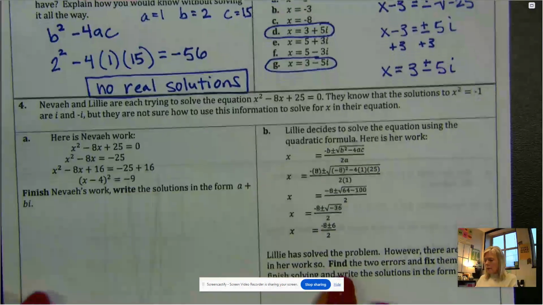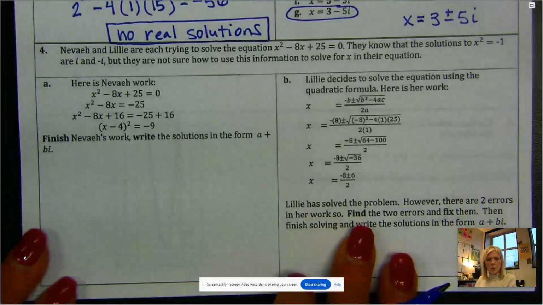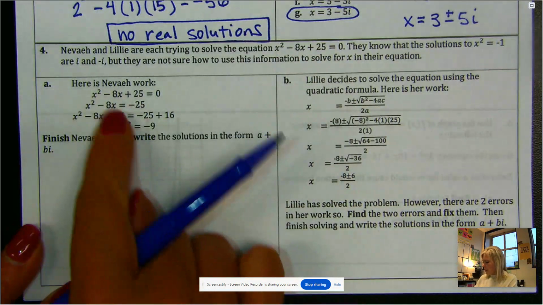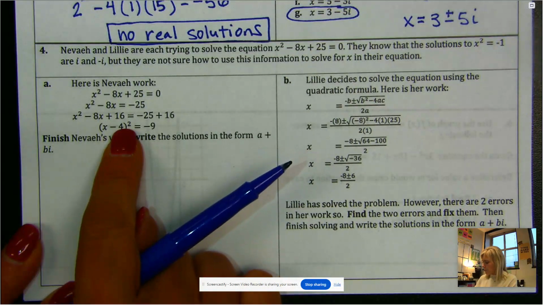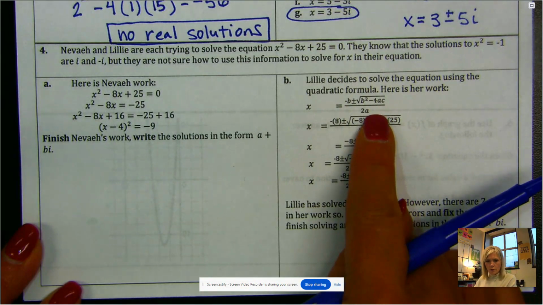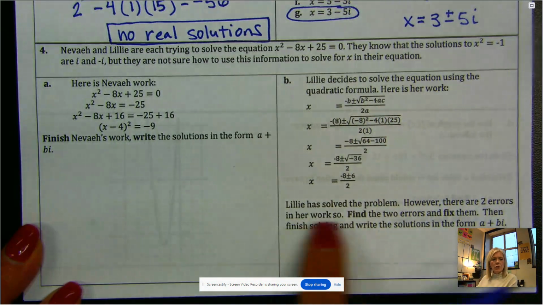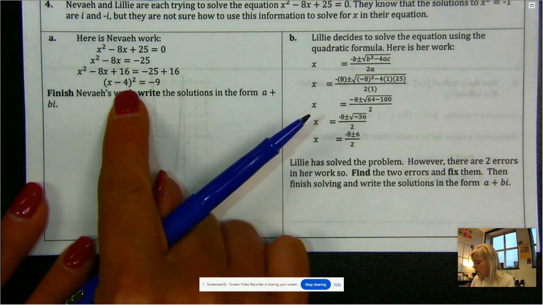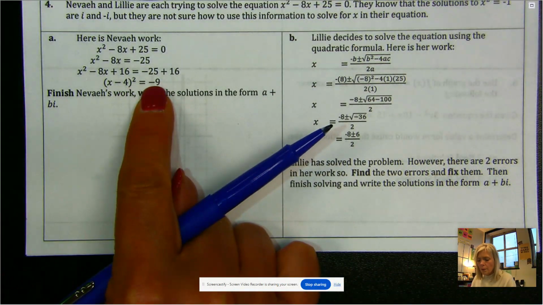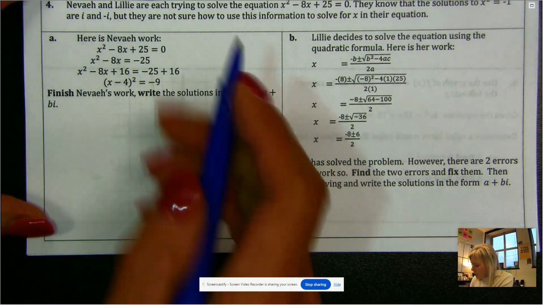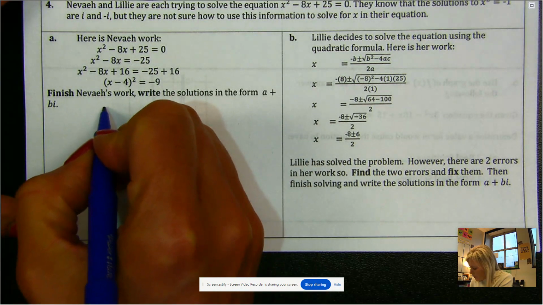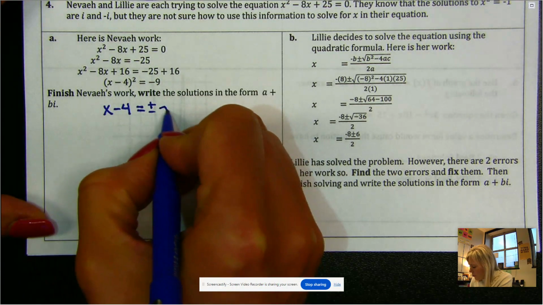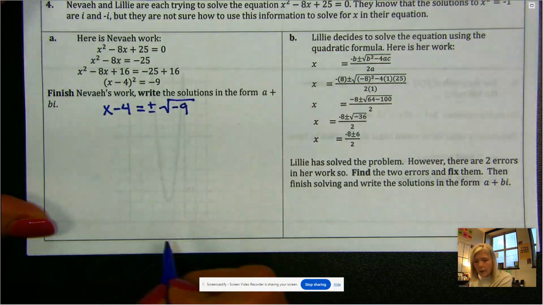All right. In number 4, we've got two students who are both trying to solve this equation. Nevaeh is solving by completing the square, and Lily is solving with the quadratic formula. So we basically just have to finish their work. So Lily gets stuck right here because she knows she has to square root, but that's a negative number. So we're going to go ahead and finish. x minus 4 equals the positive and negative square root of negative 9.